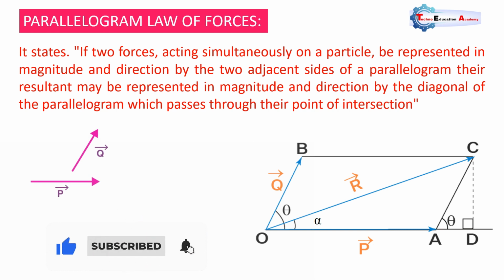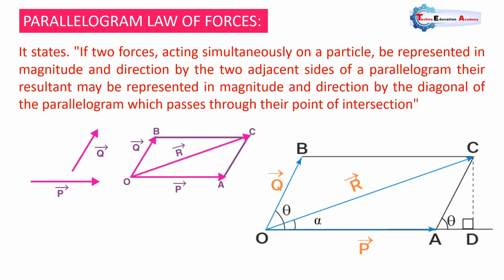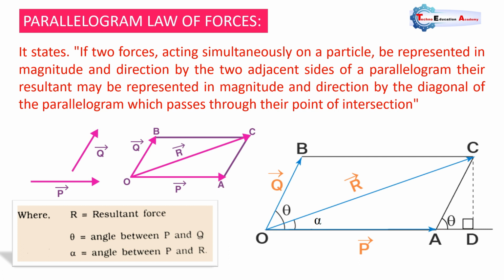Here you can see that we are considering two vector forces P and Q which meet at point O, and their resultant is R. It will pass through the diagonal of the parallelogram. Here R is the resultant force, theta is the angle between the P and Q forces, and alpha is the angle between P and R, one force and the resultant.